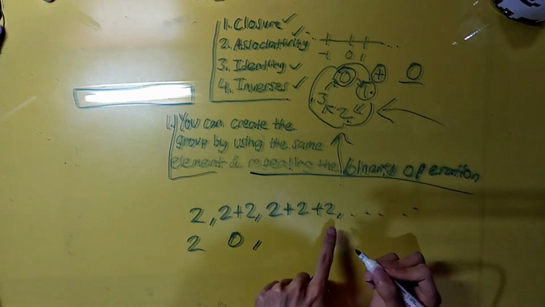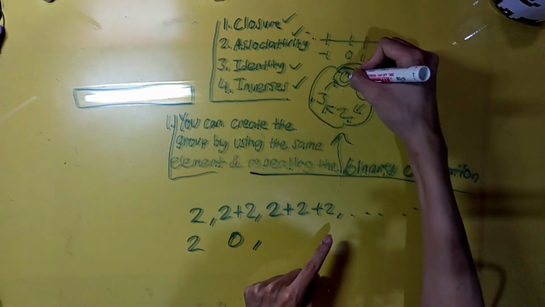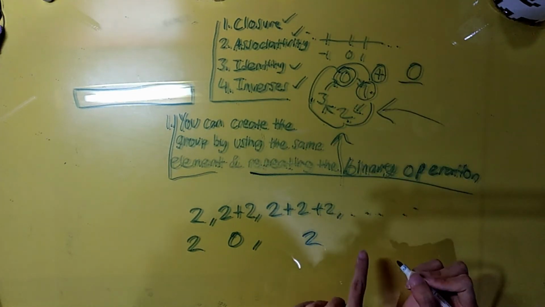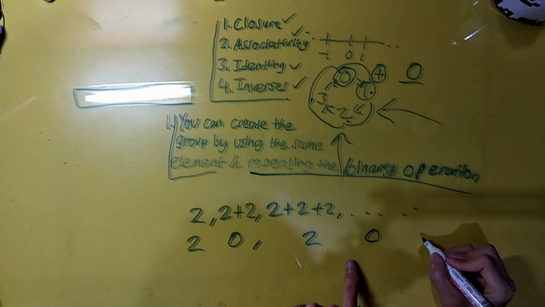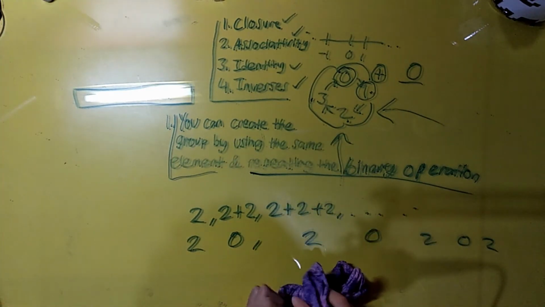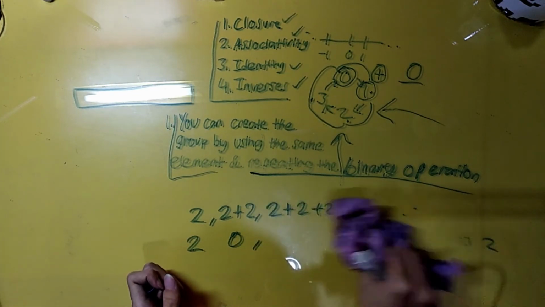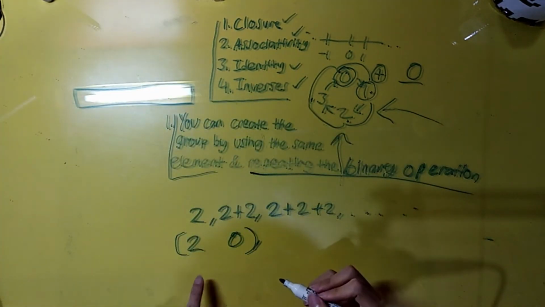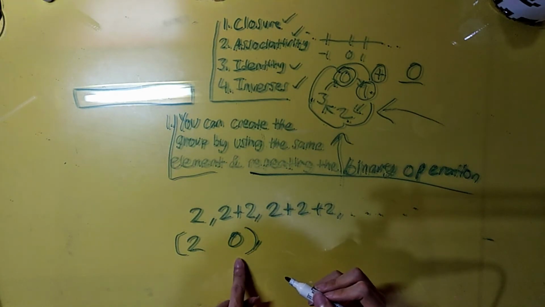What's 2 plus 2 plus 2? We go back to 2. And if we keep going on, we're going to get 0 and 2 and 0 and 2 again. We get rid of the repeating parts, because it doesn't matter. And apparently, this thing here forms a group. 2 and 0 forms a group.